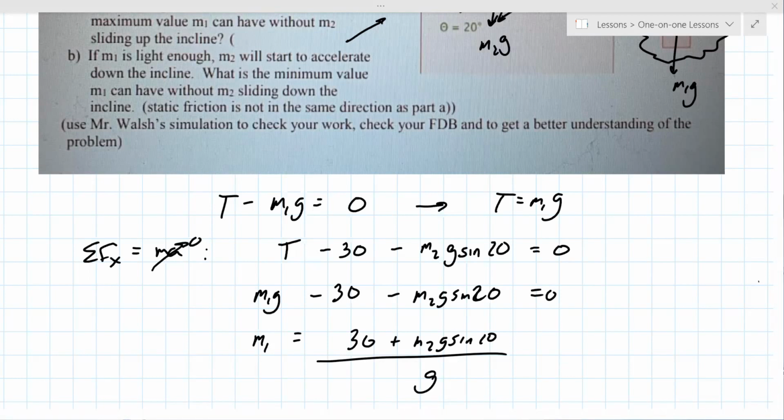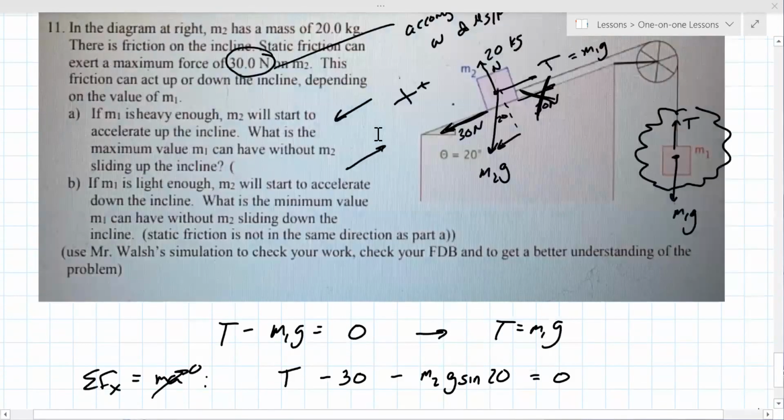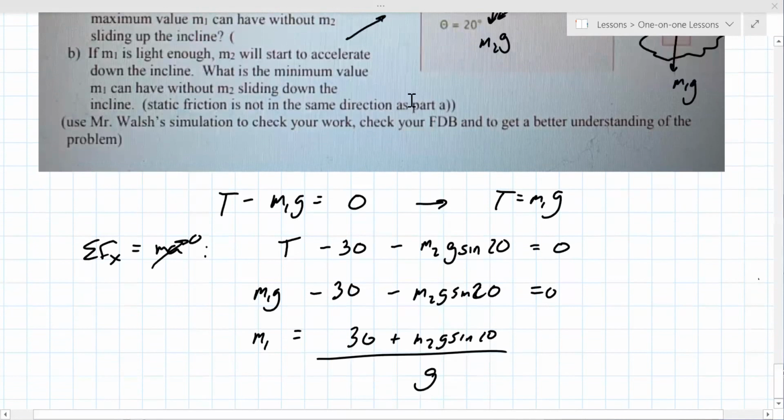All right. Let's see if I know which one to put in there. What do I do here? What's the unit for M2G in here? The units of M2? Yeah. Mass is always in kilograms. G is in meters per second squared.